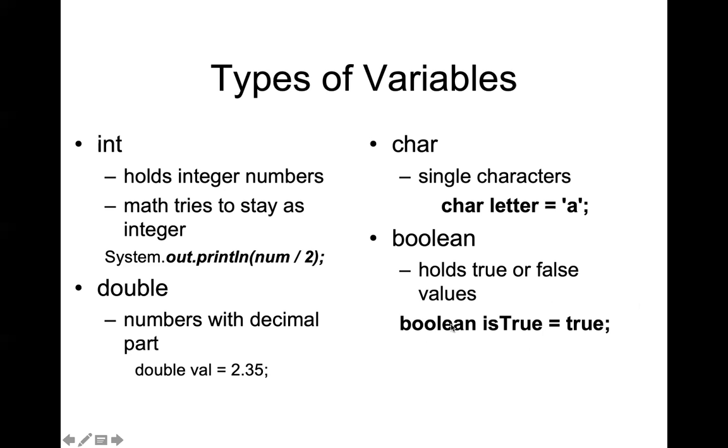So we can initialize a Boolean isTrue to true. And if we don't provide an initializer for a Boolean, it initializes to false. And that's not necessarily a super obvious thing to initialize it to, but it had to be one of true or false. And so Java just picks false.